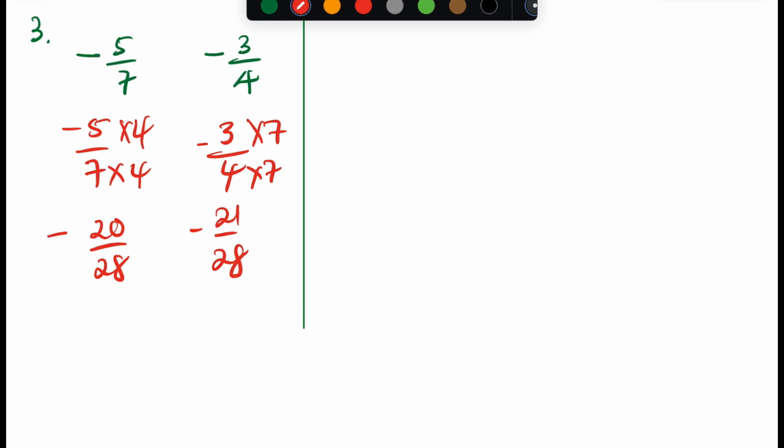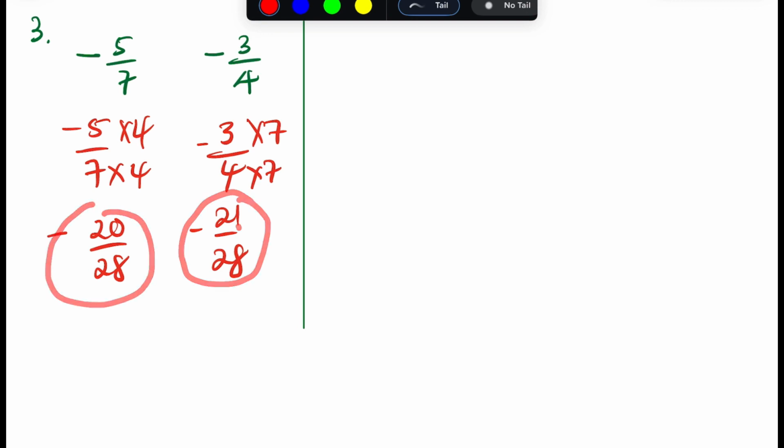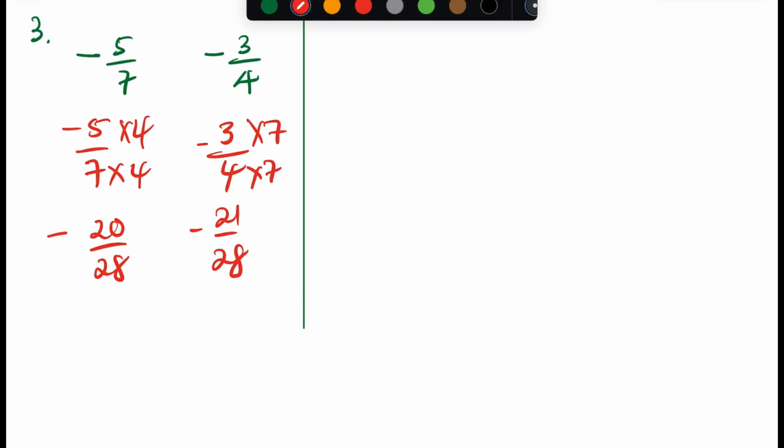So between the two, the numerator that is greater is that one. No, the numerator that is greater is this one, right? It's this one. So that means this fraction is smaller than this one. So it simply means that this fraction is greater than this.